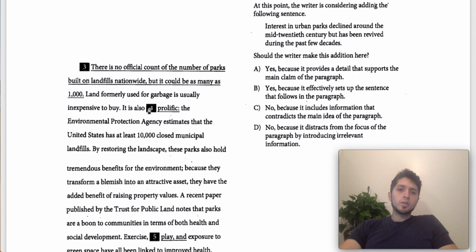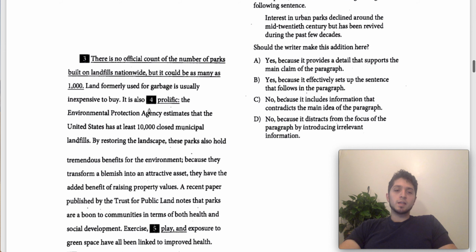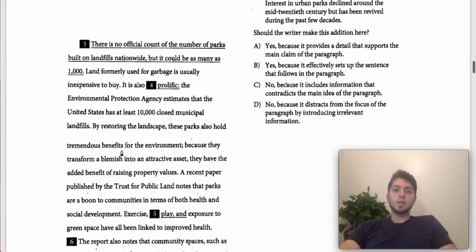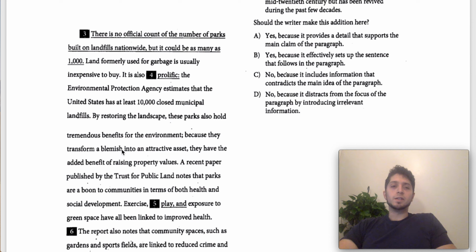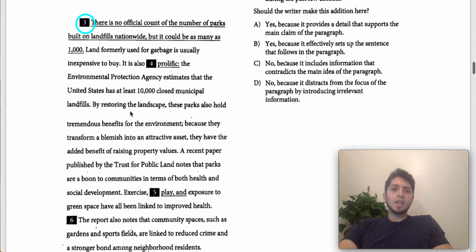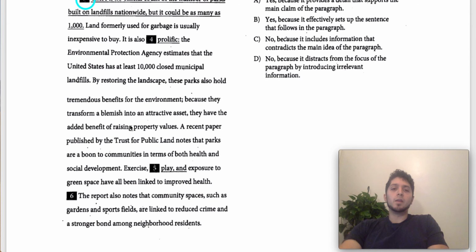So this says there is no official count of the number of parks built on landfills nationwide, but it could be as many as 1,000. Land formerly used for garbage is usually inexpensive to buy. It is also prolific, or there's a lot of it. The EPA estimates that it does this. By restoring the landscapes, these parks also provide tremendous benefits. So even if we haven't found a really clear topic sentence, and it might have to do with question 3, I actually don't remember for this passage, it seems like every sentence in here is really talking about the benefits that turning landfills into parks will provide. Or in other words, what benefits a park will provide, so it gives us a reason for why we should change our landfills into parks.